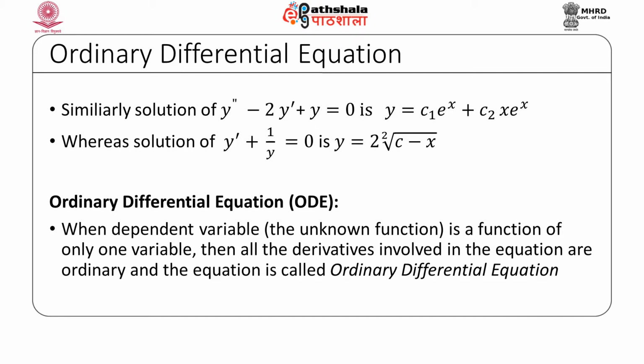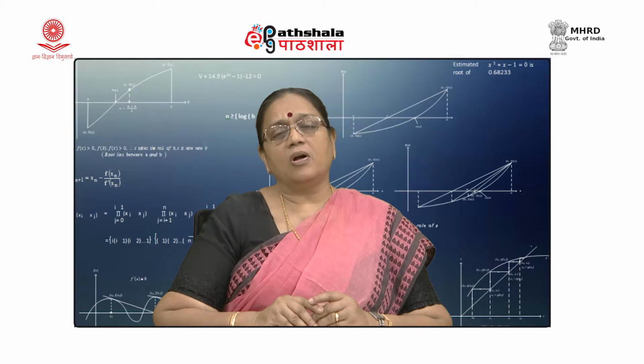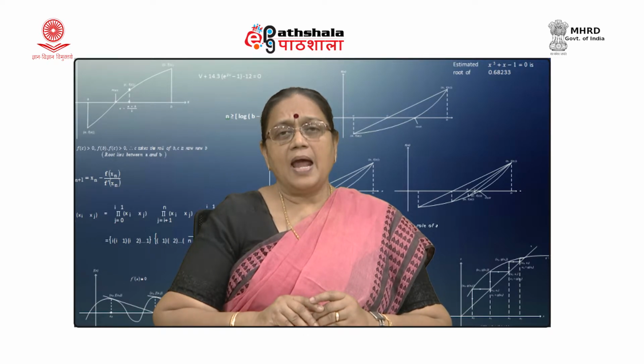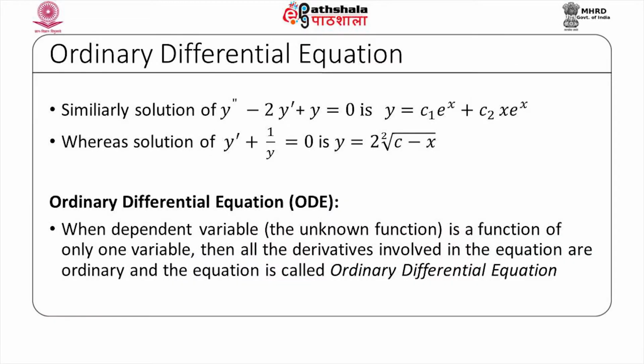Now, see, if there is only one independent variable, the derivatives involved in the equation are ordinary derivatives, and such a differential equation is called an ordinary differential equation. So, when the dependent variable is a function of only one variable, then all the derivatives involved in the equation are ordinary, and the equation is called an ordinary differential equation.